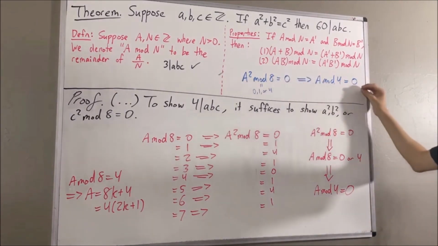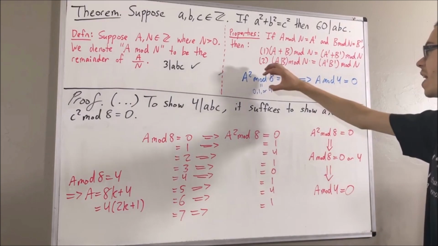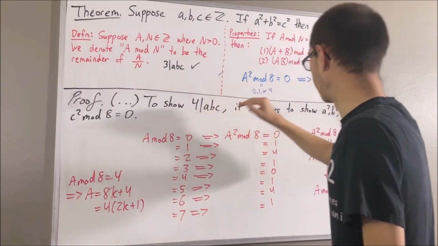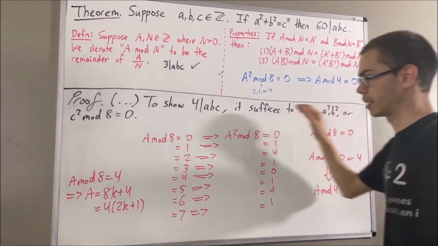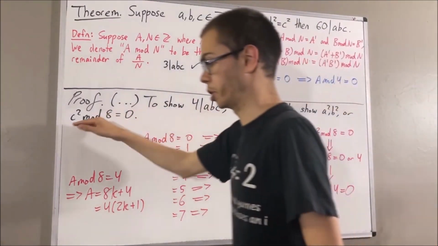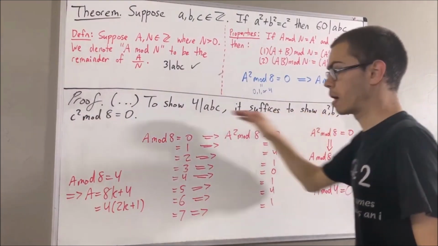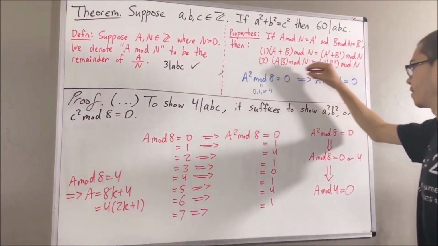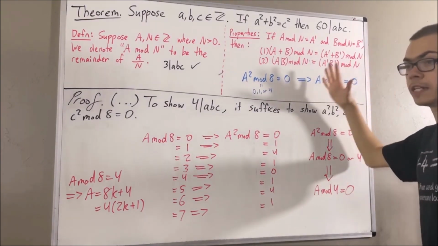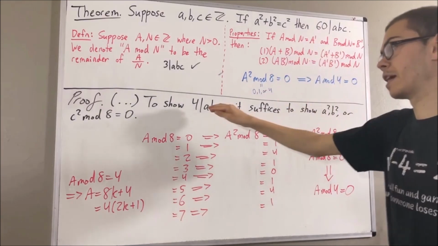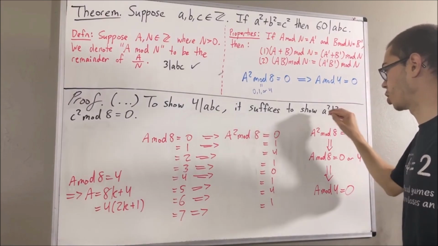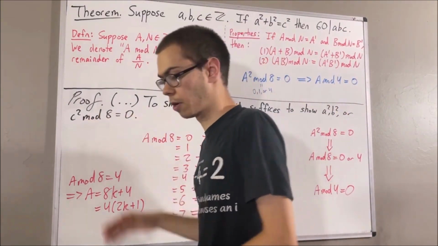So we have shown that this implication is true. But why does this fact tell us that to show 4 divides ABC, it suffices to show that at least one of these guys is equal to 0? Well, if one of these guys is equal to 0, let's say a squared mod 8 is equal to 0, then by this fact, it follows that a mod 4 is equal to 0, and therefore 4 divides a, and therefore 4 divides ABC. So yeah, that's the reason why it suffices to show at least one of these guys is equal to 0.